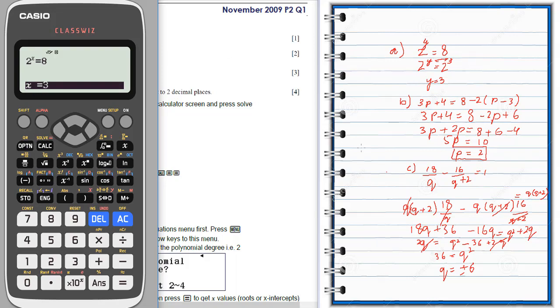So let's do part C. First I will write 18 over x minus 16 over x plus 2, then again the equal sign, 1. Shift, solve, equal, x is equal to 6, here we go. So we got x equals plus minus 6.